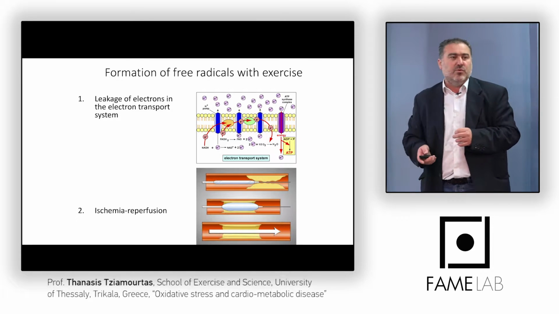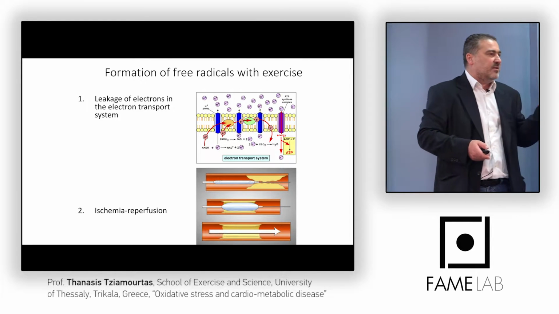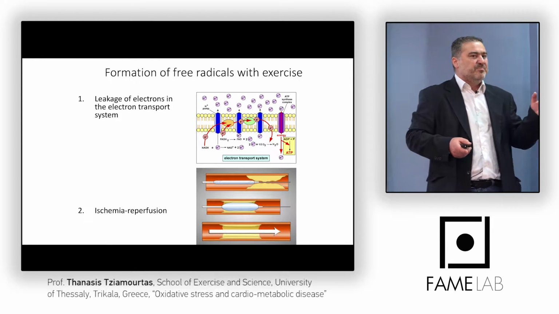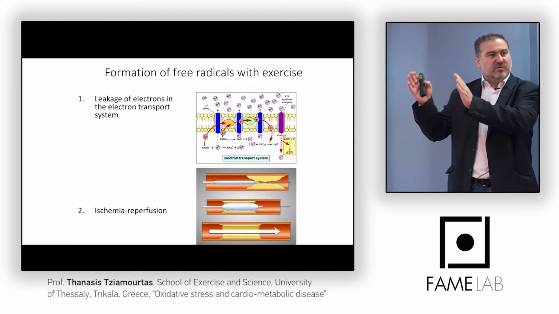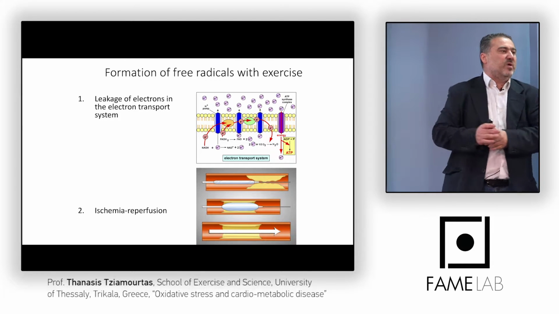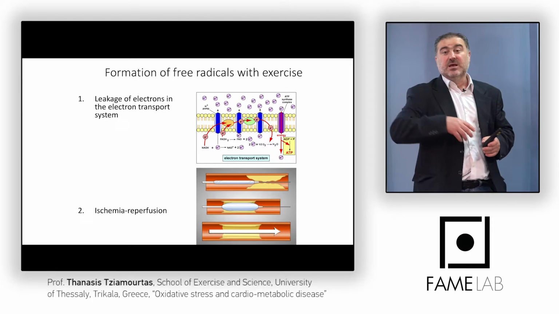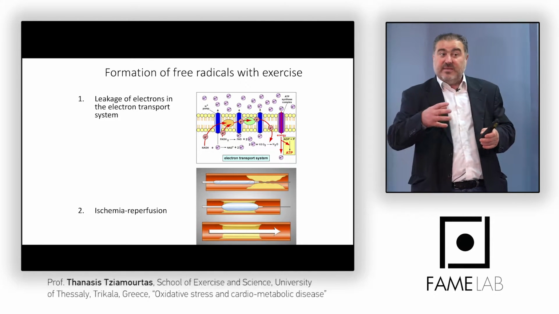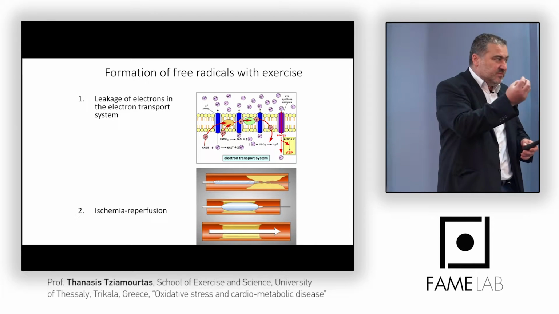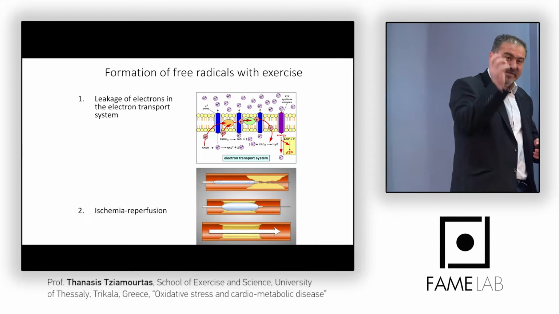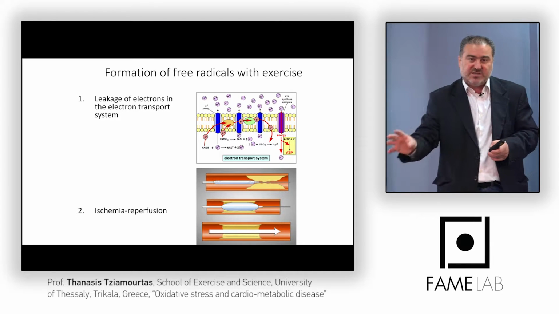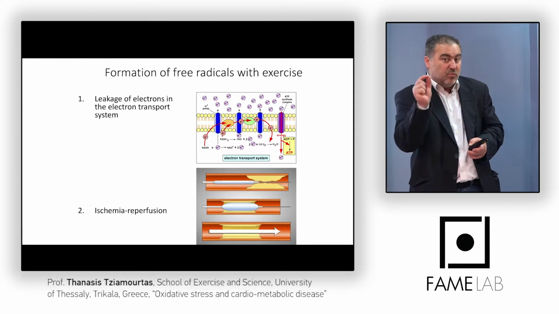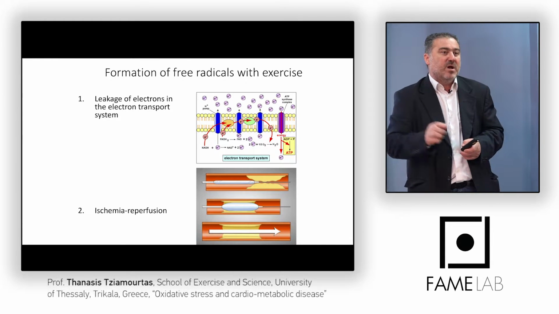A second way is through what is known in the literature as ischemia reperfusion, and we know that from the cardiologists, who say that when they clamp an artery in the heart to perform surgery and then unclamp the artery, some cells in the heart are damaged due to the high presence of oxygen, and oxygen, as we said previously, is one of the ways that free radicals are formed.